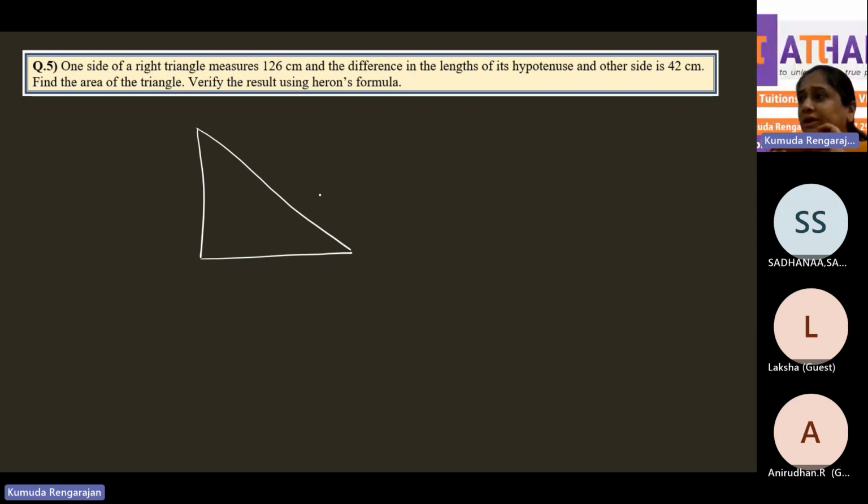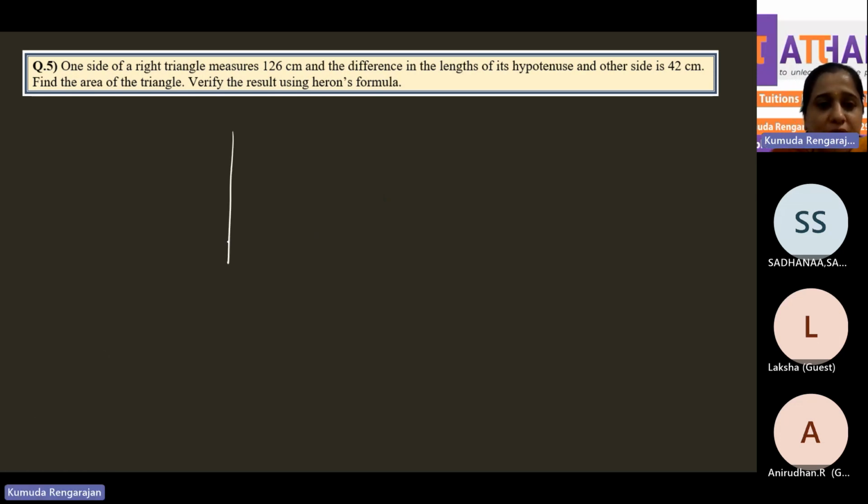One side measures 126. Now your question will be, is it not the hypotenuse? If it is a hypotenuse, it will be given as hypotenuse. If it is just given side, then it is this side or this side. It is not the hypotenuse. You cannot assume the side to be the hypotenuse. Remember that. If it is hypotenuse, it will be given as hypotenuse measures 126.